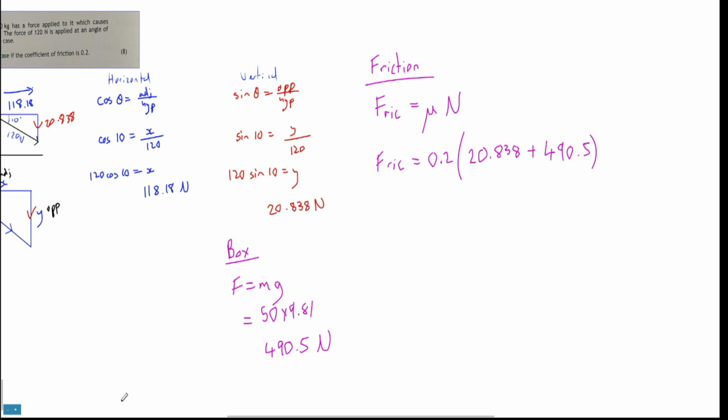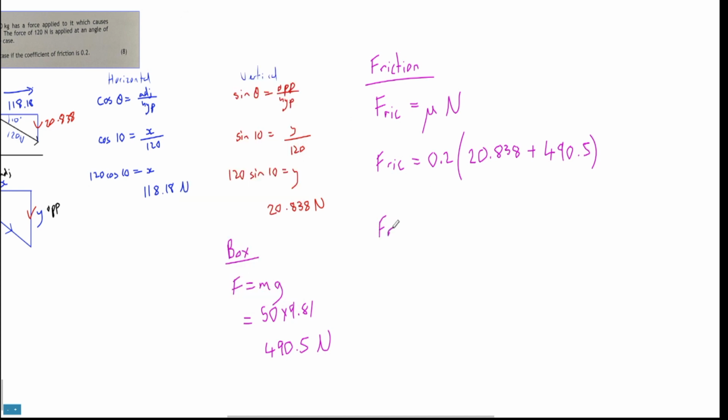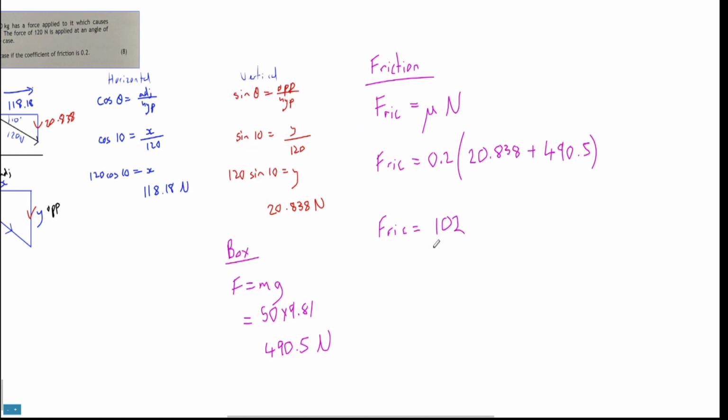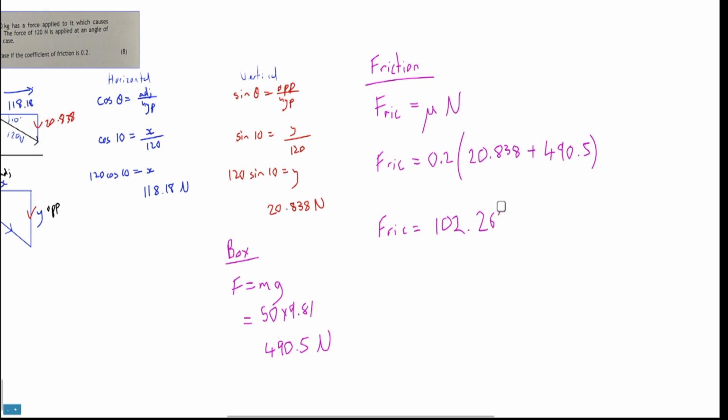Let's add these up and calculate that all together. It's quite a chunky calculation. We add in the 490.5 plus 20.838. Great. And then we times that by 0.2. So it's 102 newtons. Look at that. I guessed about right when I said about 100. So it's 102.26. Let's round it up to 27. Okay, this is the friction force. This is the resisting our motion force.